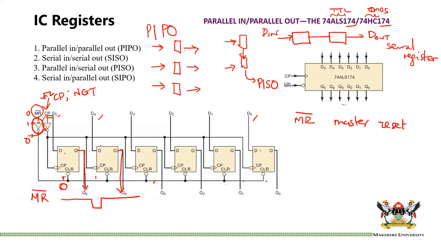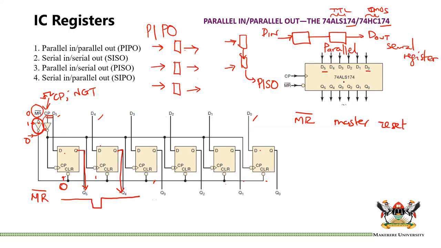Its natural resting position or state is a high. It just goes to a zero to perform a certain function. Now this is the IC. This is how the symbol of the IC looks like. You have your inputs coming in. You can see that they are parallel, D5 to D0.